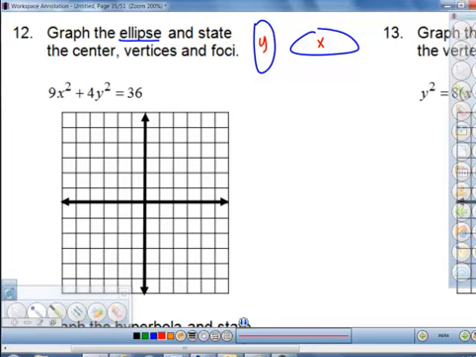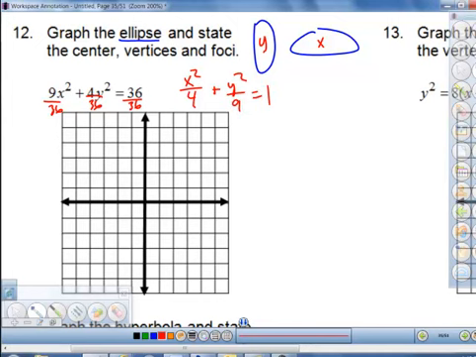So there's no denominators right now. That means that this isn't in standard form. Also, it's not equal to 1. So how do we get this 36 equal to 1? Good. So divide everything by 36. So 9 goes into 36 4 times, so that's going to be x squared over 4 plus y squared over, well, that's going to be 9 divided by 9 equals 1.